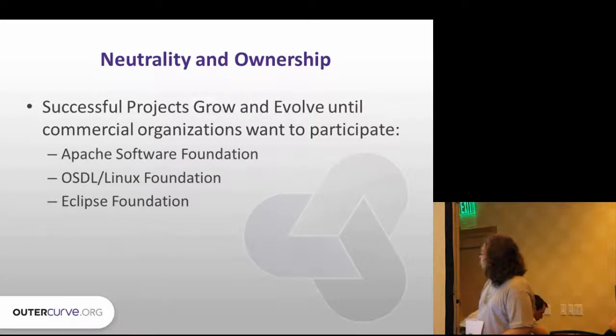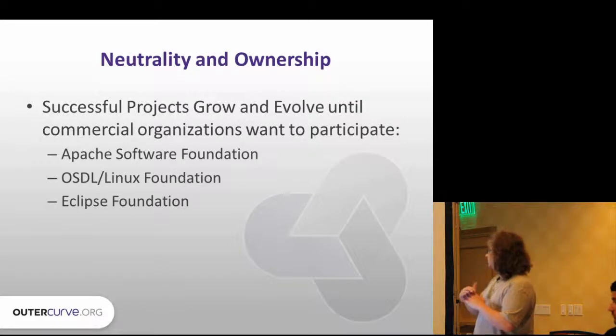Neutrality and ownership. Successful projects grow and evolve until commercial organizations want to participate. And it makes sense that if you look at the historic growth of these foundations, projects with a lot of activity grow to a point where commercial interests want to participate. And then when that happens, they need to have the certainty of the intellectual property being clear, making sure that's safe for them to get involved.